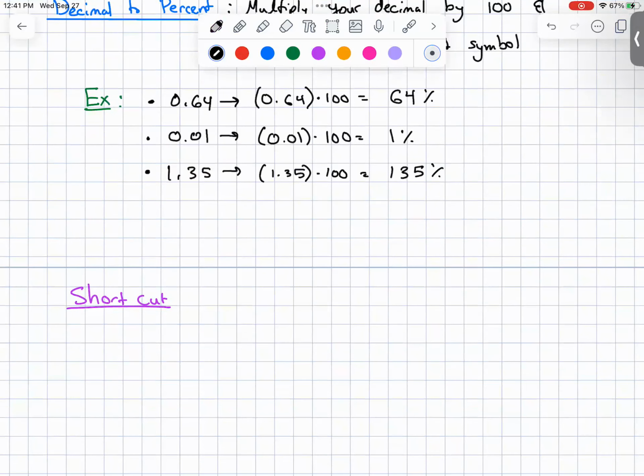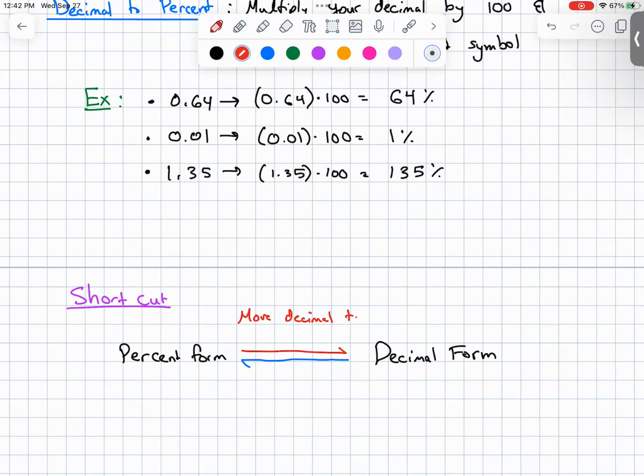So I'm going to write percent form on the left. And then I'm going to write a double arrow. And I hope once I write what this is, hopefully it will make sense. And then decimal form. So you want to go from percent form to decimal form. You're going from the larger number to the smaller number. That means that you're going to move the decimal place 2 places to the left. So move decimal 2 places to the left.